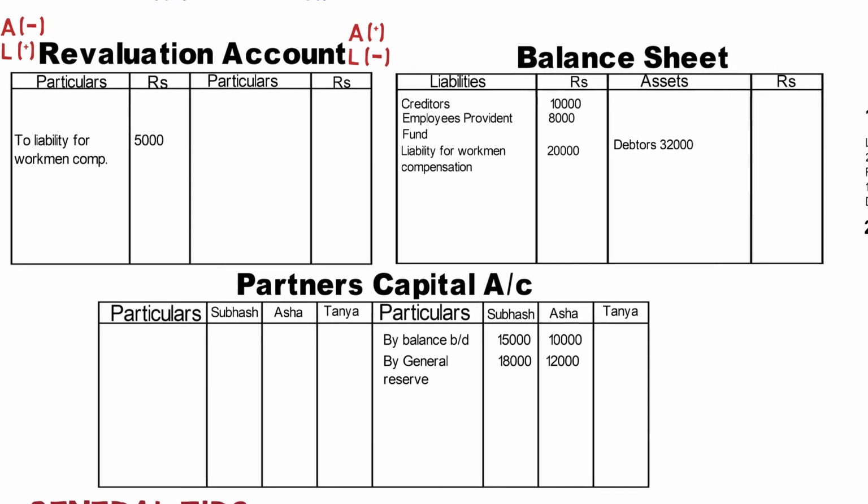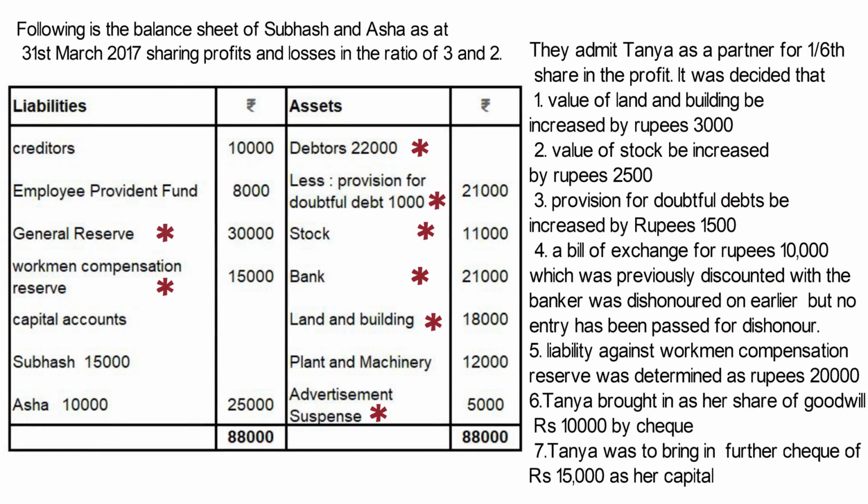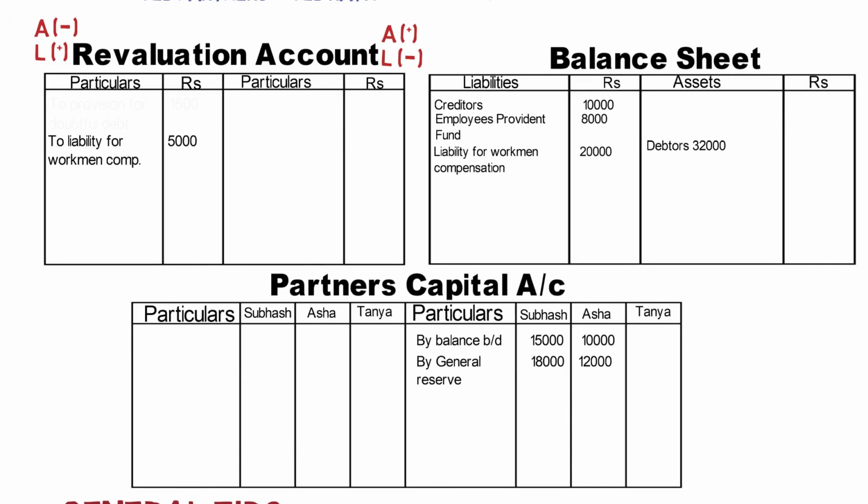Next, less provision for doubtful debts of Rs 1,000. There is an adjustment for the same. Provision for doubtful debts is to be increased by Rs 1,500. An increase in the value of provision is an increase in liability, and therefore it will come on the debit side of the revaluation account. Also give its effect in the balance sheet.